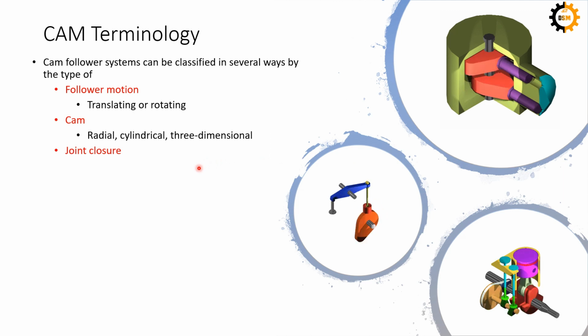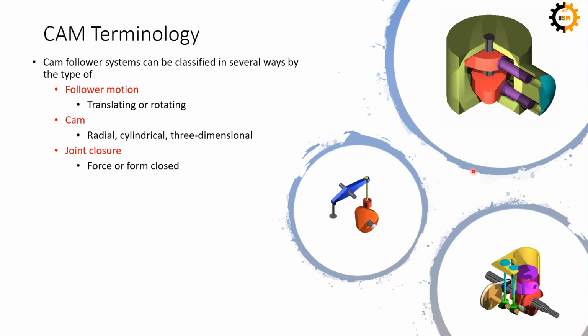The next classification is on the basis of joint closure. This joint means the joint between the cam and follower. So how the cam and follower are connected, whether it is force closed or form closed. Force closed means that you are applying some external force for the cam and follower mechanism to be joined together. And if the shape of the cam follower is arranged in such a way that the joint is made, it is known as form closed.